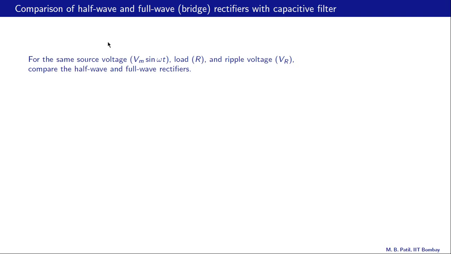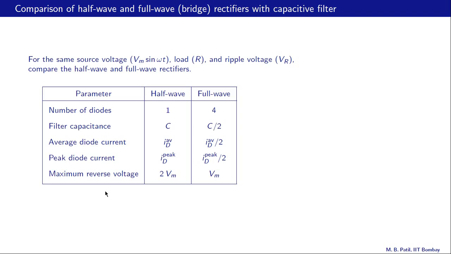Let us now compare the half wave and full wave rectifiers with the capacitive filter for the same source voltage, that is same Vm, same load resistance R, and the same ripple voltage. And if you recall, in the numerical examples that we looked at, we did follow these conditions. That is, we kept Vm, R and Vr the same for the half wave example and the full wave example. So this table shows the comparison.